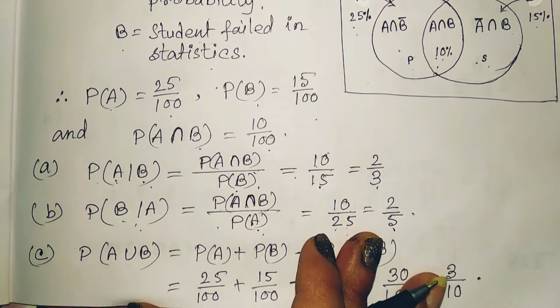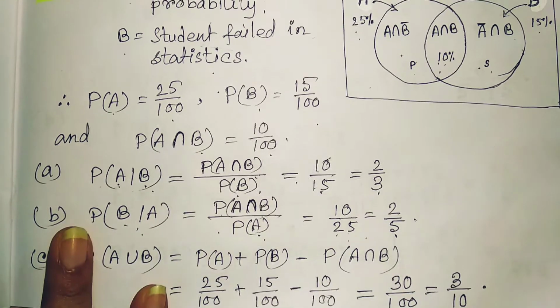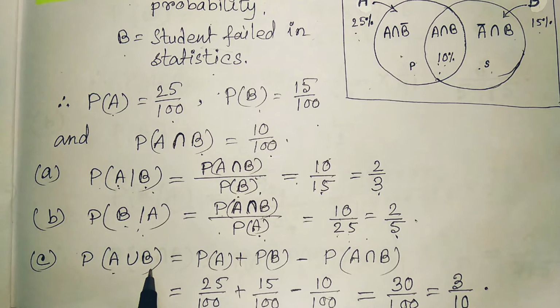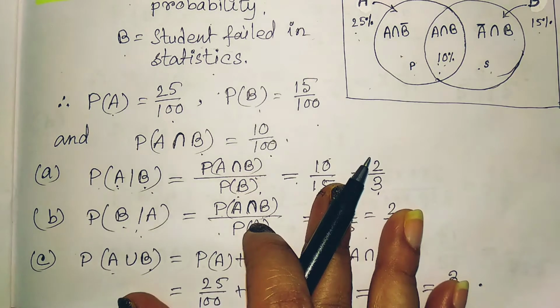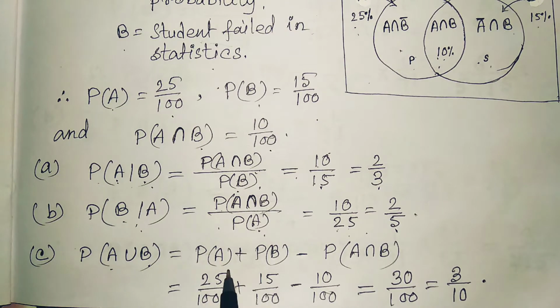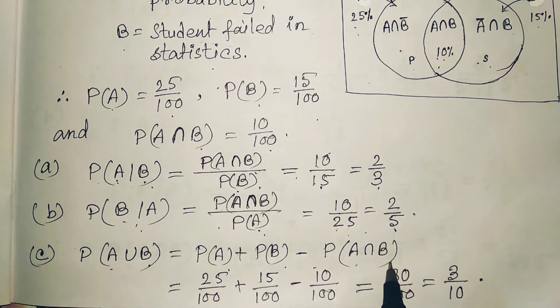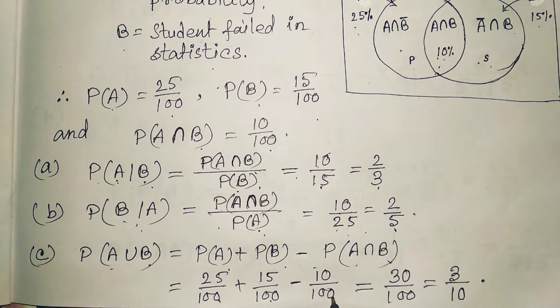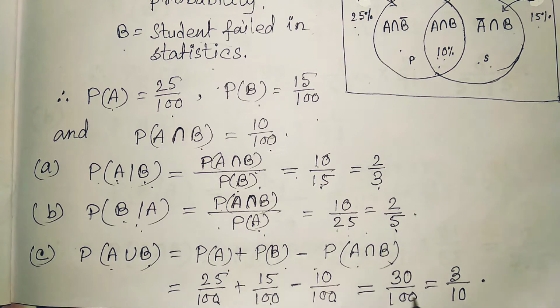Now the third one is what? The third case is, what is the probability that one failed in probability or in statistics? That means A union B, its probability. So from the theorem of total probability, we can write probability of A plus probability of B minus probability of A intersection B. So that is 25 upon 100 plus 15 upon 100 minus 10 upon 100. After simplification, we will find 30 by 100, which equals 3 by 10.